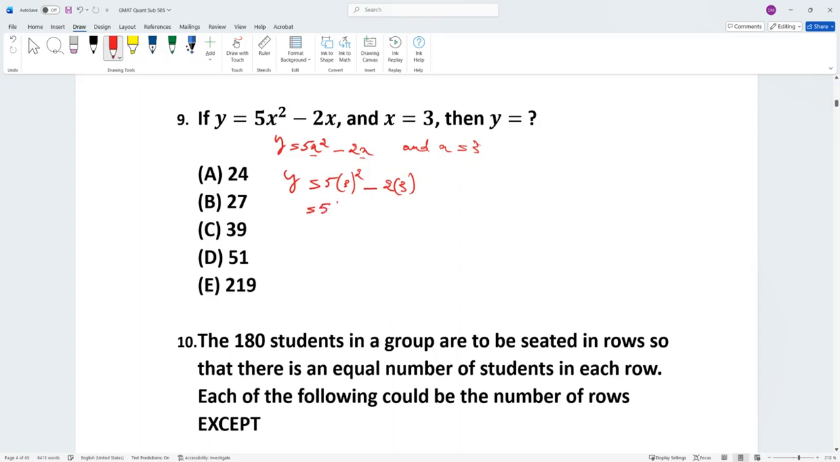Then here we're going to have 5 times 3 to the power 2, which is 9, minus 6. And here 5 times 9 is equal to 45 minus 6. And then y is equal to 39. So the answer is 39. Next question.